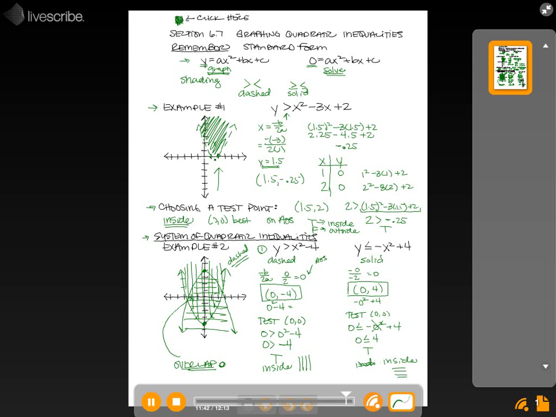Just make sure that you pay attention to solid and dashed. I made that mistake when we were going through the notes, so make sure that you pay attention to it when you're doing your homework, okay? Because it's important whether you get a solid or a dashed parabola. That does change your answer. Dashed means we don't include the numbers on the parabola. Solid means we do, so it does change your answer, okay?